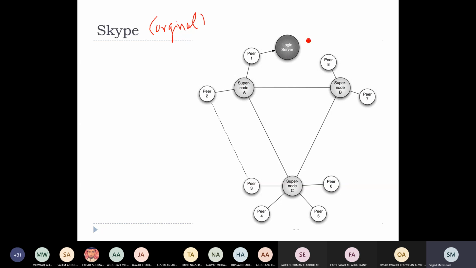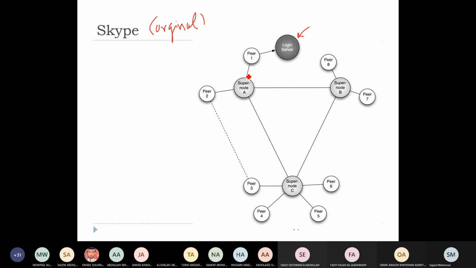So basically, you have something called the login server, where, as you know, all the Skype users have to be registered. You register yourself, your identity, your email address, whatever is registered. Your IP addresses or your unique identifiers are there.